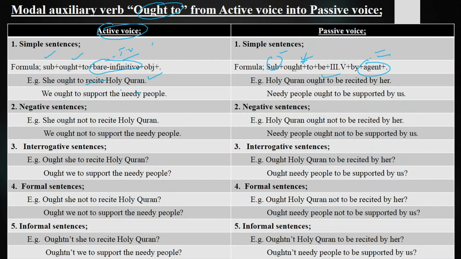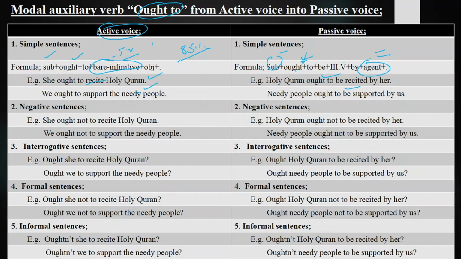We ought to support the needy people. Needy people ought to be supported by us. So these works are sort of obligations. 85% you need to do it. If you don't do it, no doubt, you may have some problems.